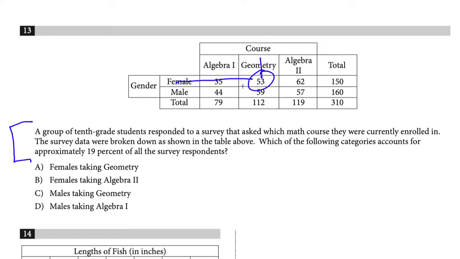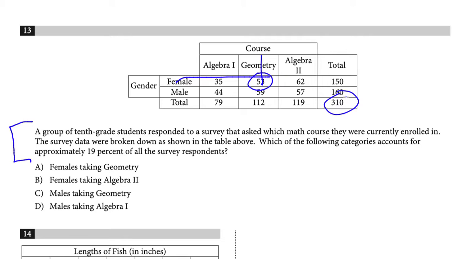Females in geometry is that 53 right there, because it is the corresponding females per geometry, divided by the entire total. So everyone knows how to find females in geometry. That's 53. Everyone on your calculators right now: 53 divided by the total. 53 divided by 310. What do you get?